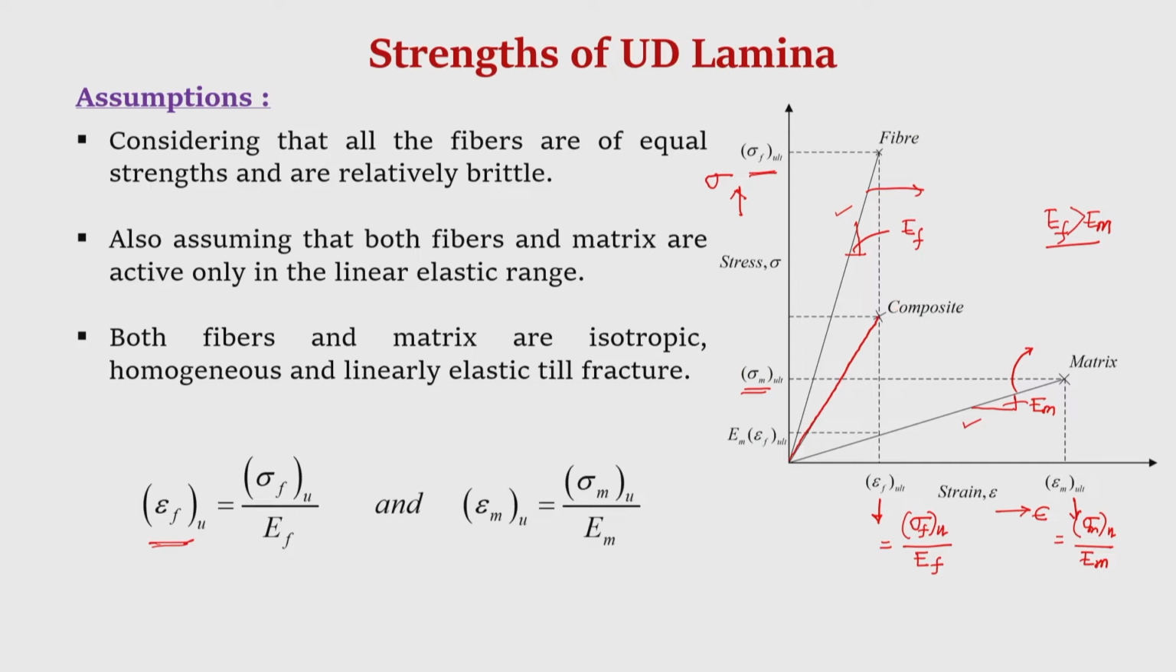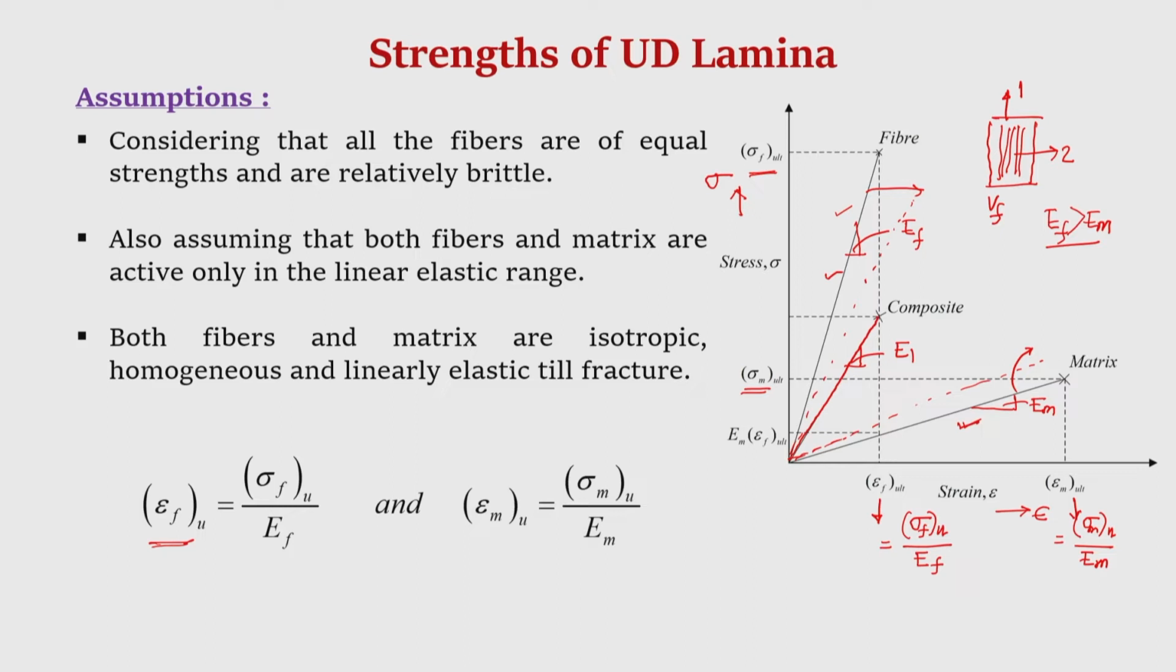Now, what will be the slope of this curve, E 1, because we are considering the longitudinal tensile strength of the lamina. Therefore, the lamina is loaded along direction 1, this is direction 1, this is direction 2. This is the fiber stress strain curve, this is the matrix stress strain curve. The slope of the stress strain curve of the composite will be decided by the volume fraction. We have discussed that in detail in our last lecture. The higher the volume fraction, the more this curve will be towards the fiber; the lower the volume fraction, the more this curve will be towards the matrix.